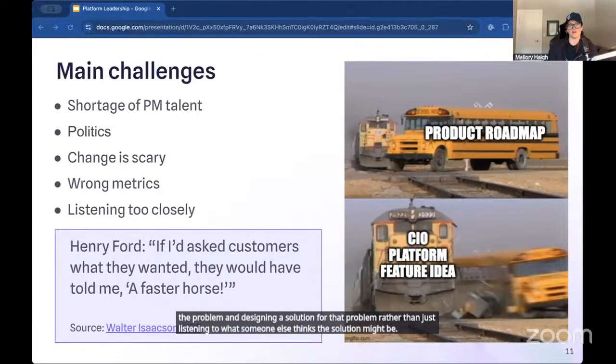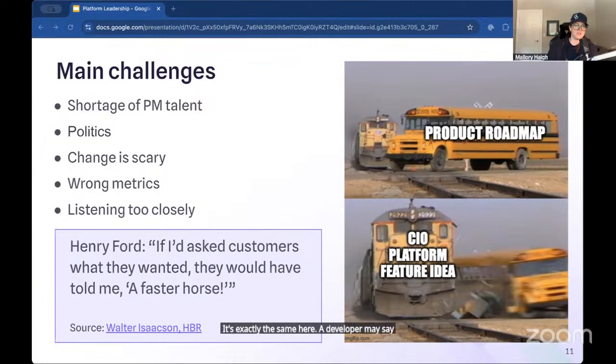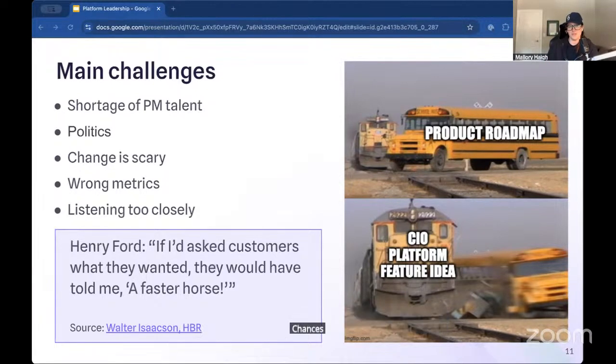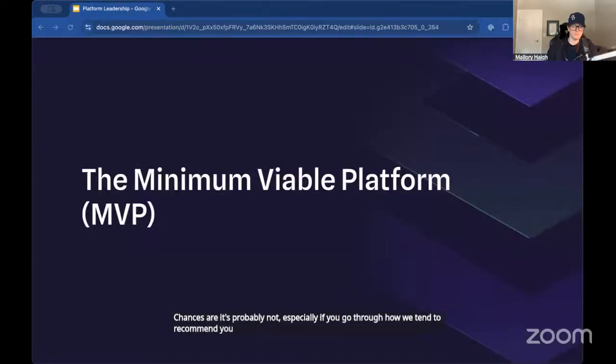So it's exactly the same here. A developer may say, well, I just need access to a repository of Terraform templates, but is that really the solution that's going to give the highest value? Chances are it's probably not, especially if you go through how we tend to recommend you build a platform.